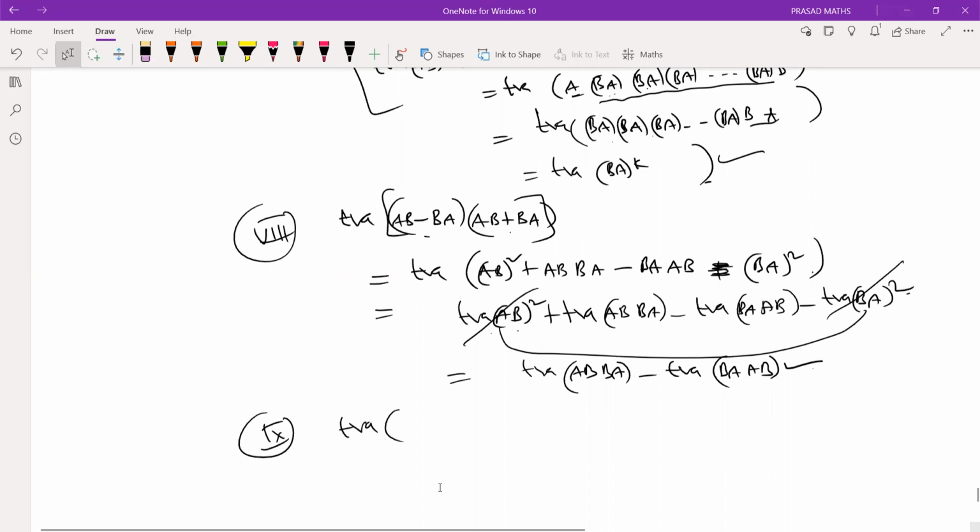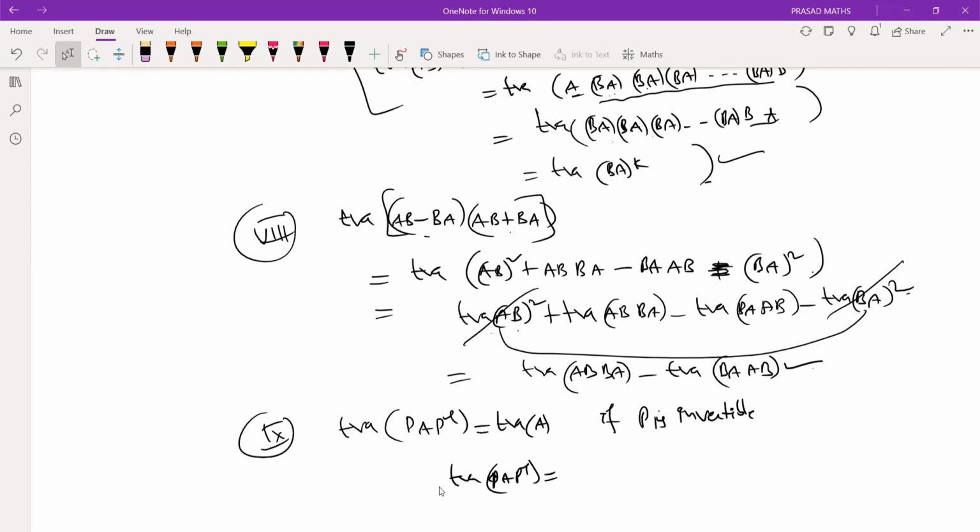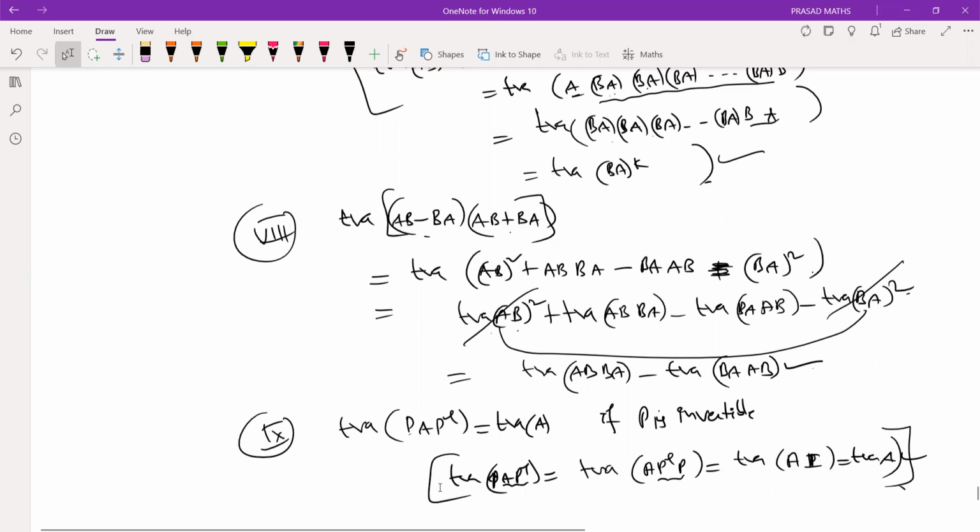Suppose, this is also important, I had not told you about the invertible matrix, but trace of PAP inverse is nothing but trace of A when P is an invertible matrix. Why? Because trace of PAP inverse, this is like trace of AB equals trace of BA. Trace of A into P inverse P is nothing but trace of A. Whenever P is invertible, trace of PAP inverse is equal to trace of A. This is also an important argument.